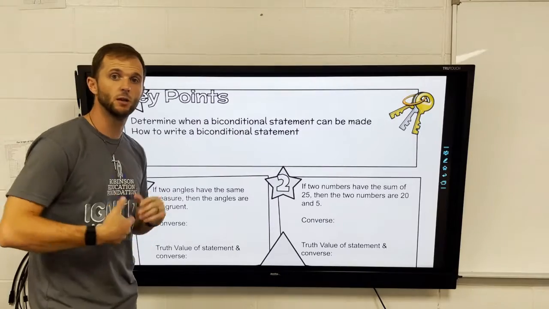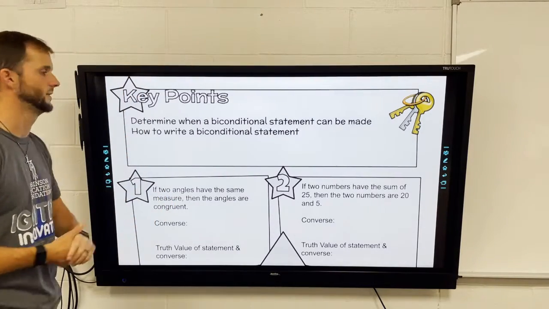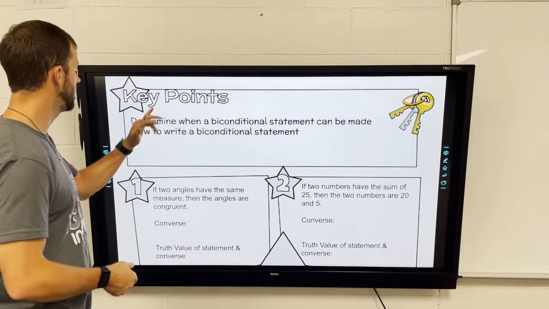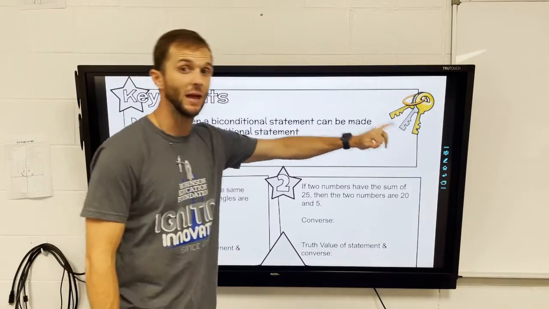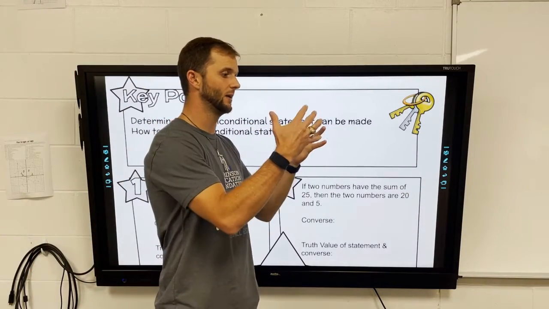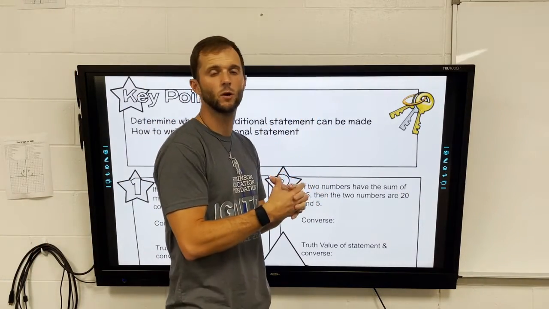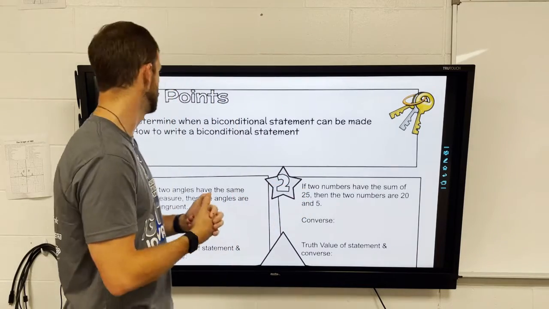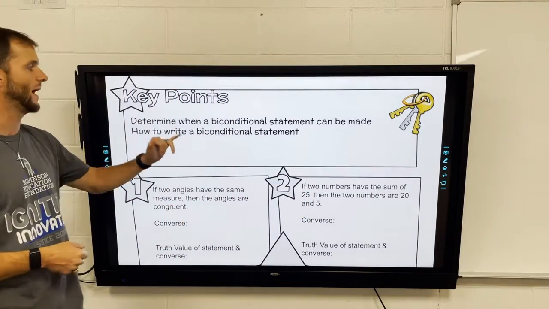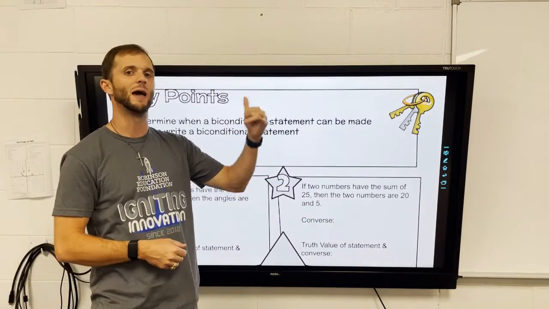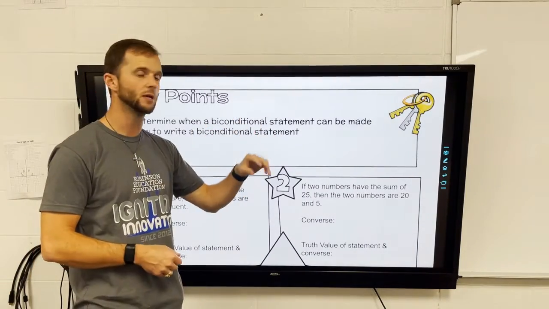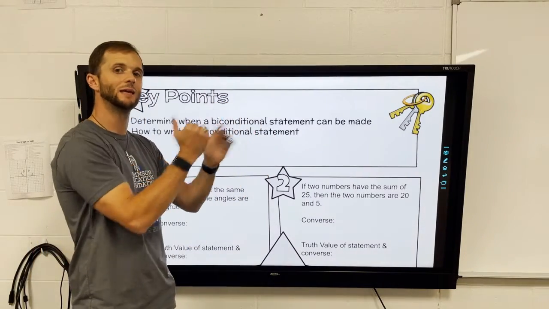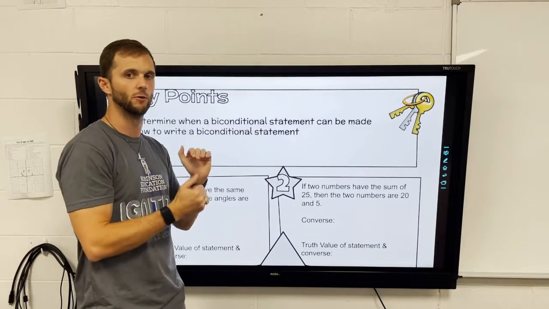So the first thing we're going to look at is our key points here. Our key points are we're going to determine when a biconditional statement can be made. So what is the exact look we're going to be looking for whenever we have a biconditional, and then also how to write a biconditional statement when that happens. Okay, so we got to think the word bi means both ways, so it's a both way conditional, so it means it works both ways.